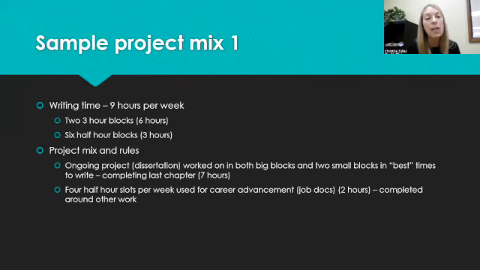So she pretty much decided on 2 types of projects in her mix. One was her ongoing project, her dissertation. The second one was job documents, which are all individual little projects, but we just kind of called them all one category. And she knew that she'd use those 4 half-hour slots per week to do her job docs.